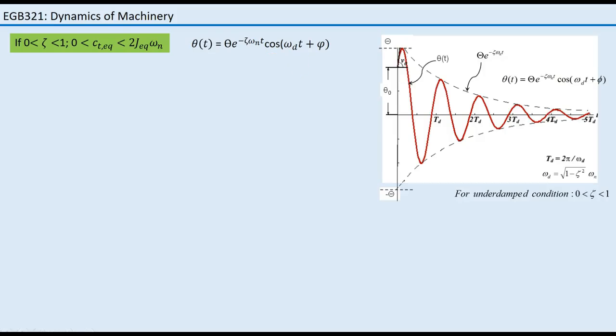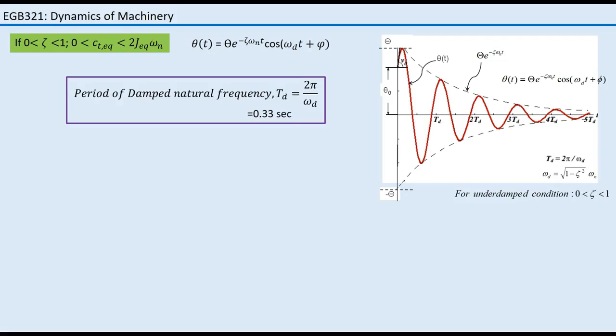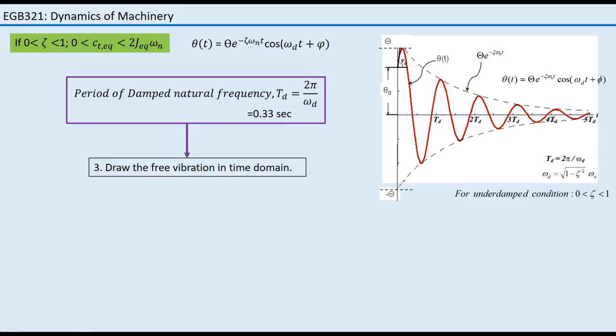As our case is an under damped case, we get this kind of expression, which we already know, and this is the general response for the under damped case, and the period of damped natural frequency would be this one. So we calculated it, which is 0.33 seconds, which is our third answer. Let's draw this diagram for our case qualitatively.